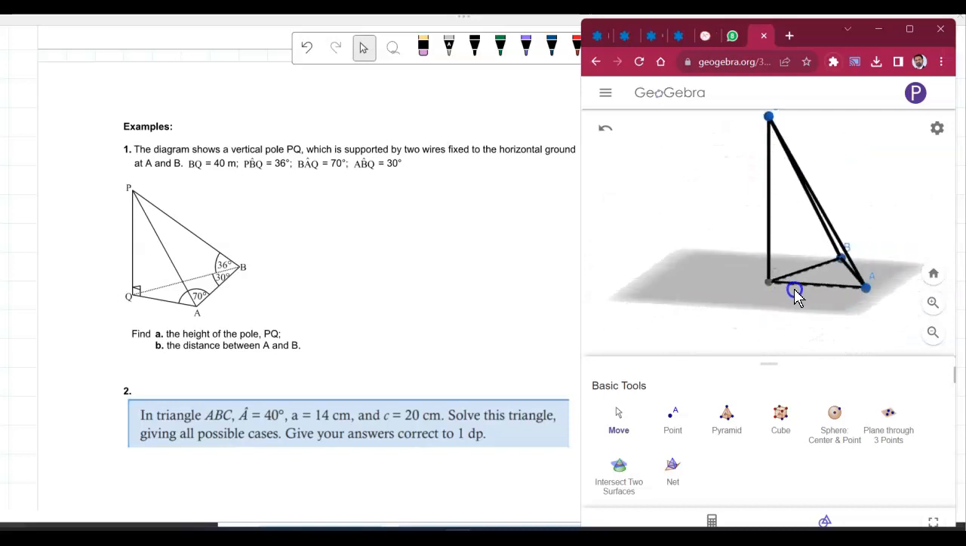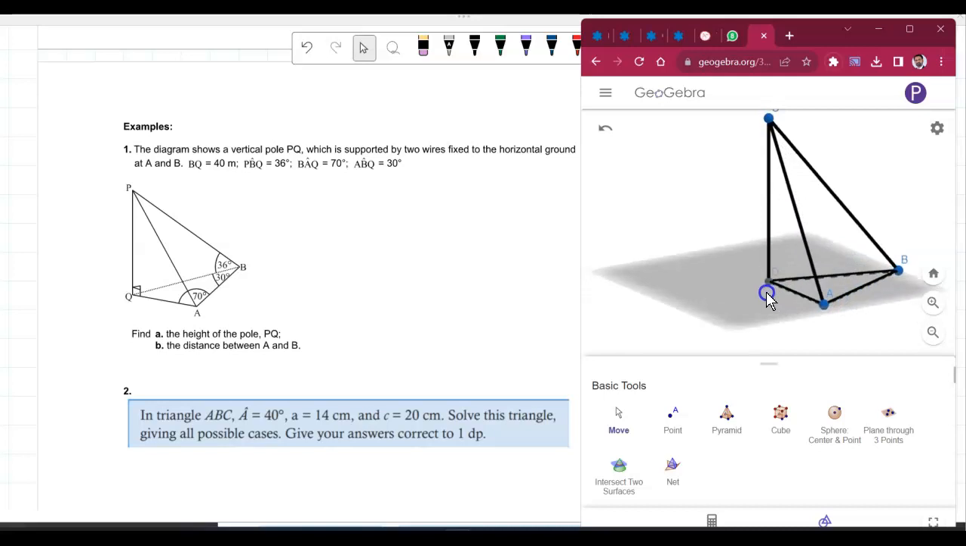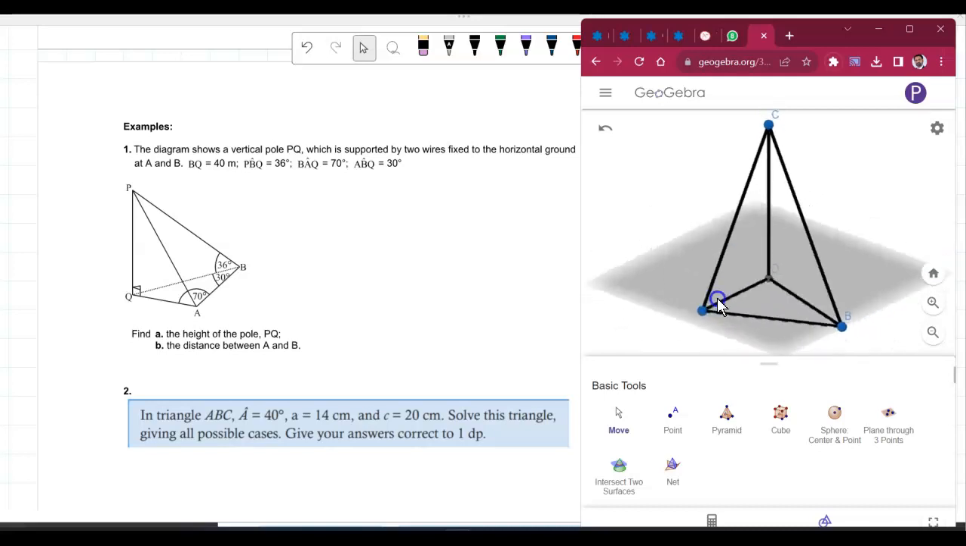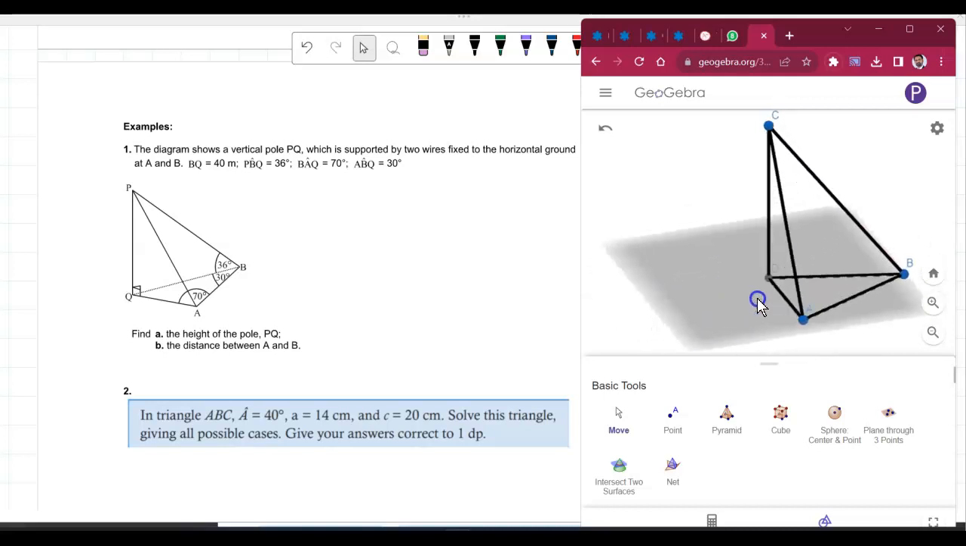Correct? So basically this is your 90. And this is how it's in 3D. This is what the 3D figure is showing. Find the height of the pole. So what will you do in these cases?